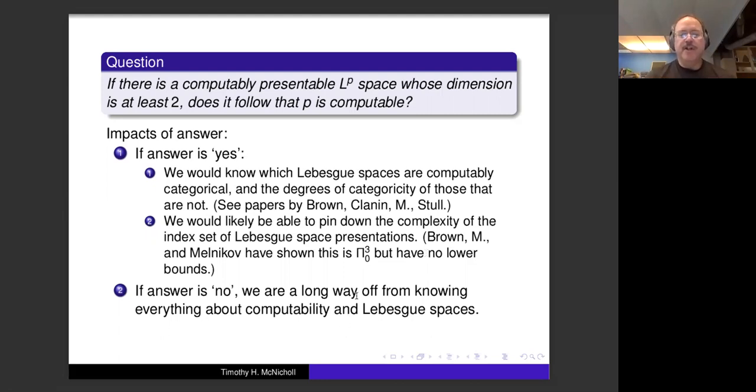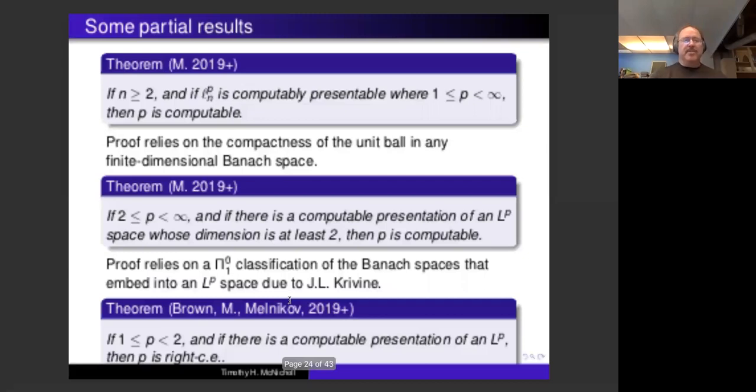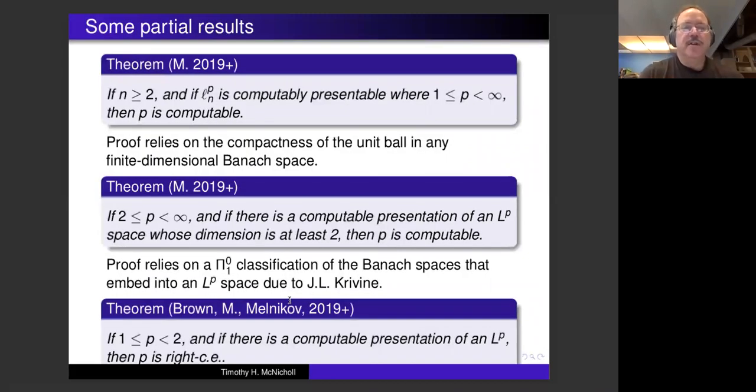If the answer is no, then that means we're going to be a long way off from knowing everything there is to know about computability and Lebesgue spaces. Maybe that's a good thing if you're looking for lots of problems to work on. In my case, I would really like to get to a point where we know everything about this stuff, so the answer of no in some ways would be disappointing. But at this point, I think actually the answer is no. So let me share some partial results on this.